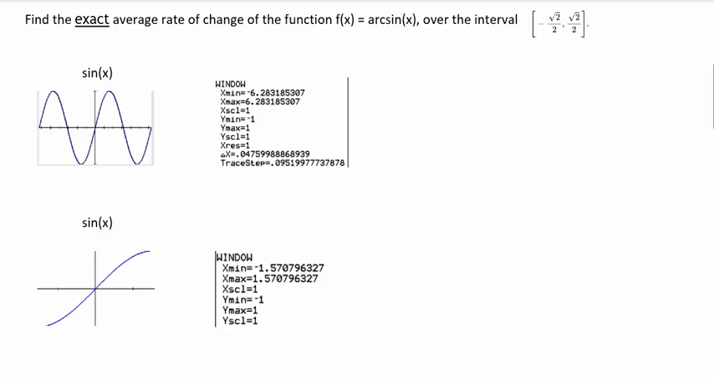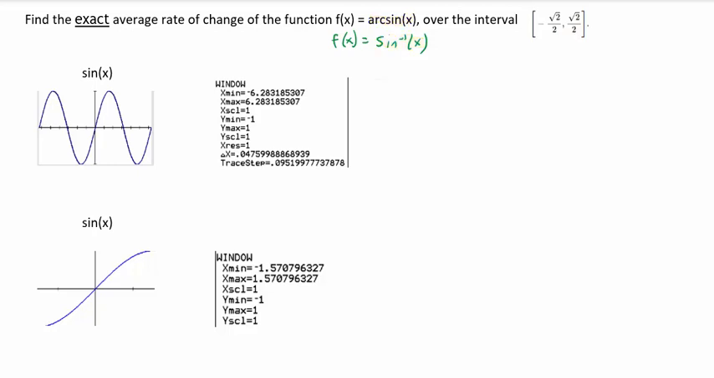In this video, we are to find the average rate of change of the function f of x equals arcsine of x over the given interval, and we are to give that average rate of change in exact form. First, I'd like to remind you that arcsine of x is just another way of writing inverse sine of x. And if you're using a TI calculator, this is the notation you would see instead of arcsine.